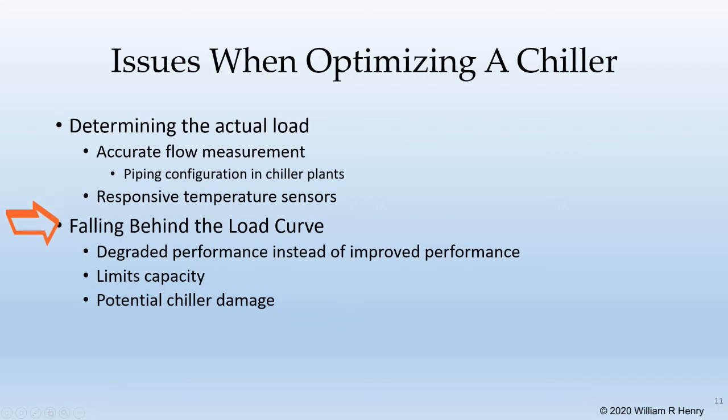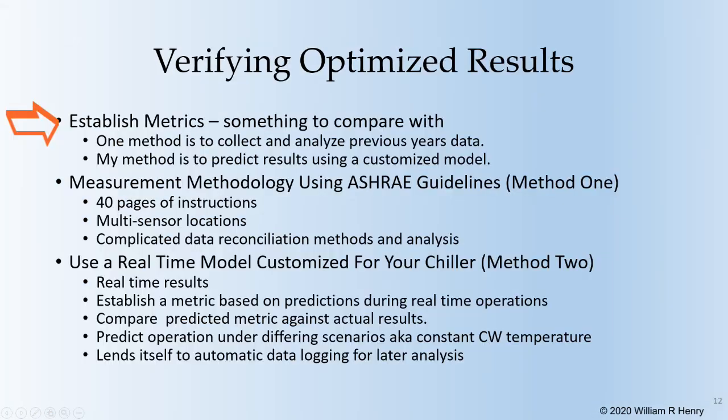Now there is the possibility of allowing the condenser water temperature to fall below the curve, thus degrading chiller performance and or limiting its capacity. The worst case scenario would be to damage the compressor, but one would really have to try hard and implement a very aggressive or low condenser water reset regime. Verifying results can be problematic, and so verifiable metrics to evaluate performance are important. One method is to compare current operation with last year's operation, but that is time-consuming and can be unreliable.